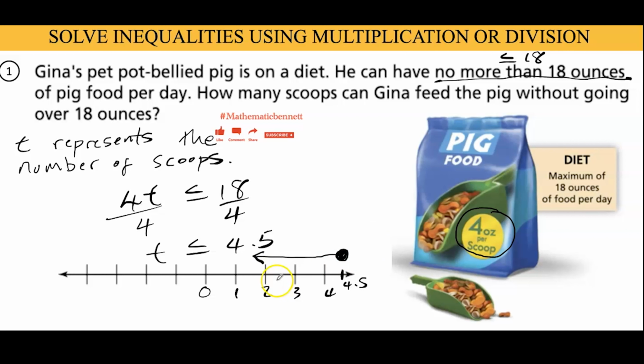What does this solution tell us? This tells us that Gina can use 4 scoops, 3 scoops, 2 scoops, or 1 scoop to achieve this goal. So she can use any number of scoops that is less than or equal to 4.5 scoops.